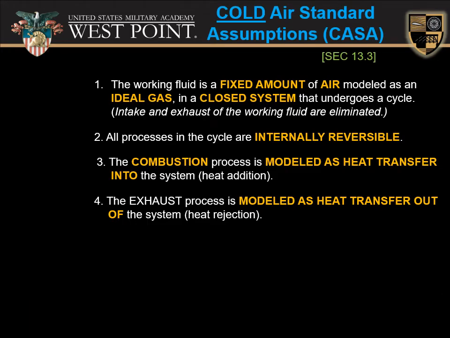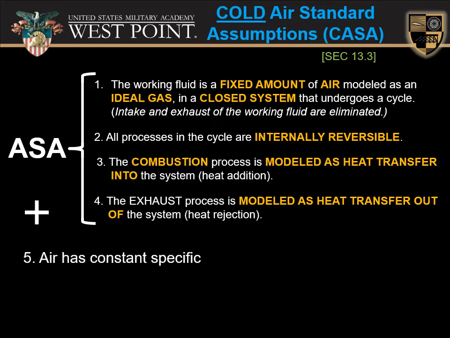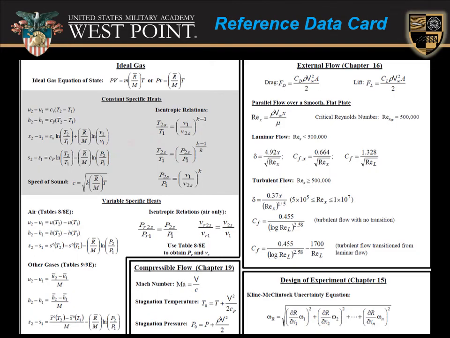Next, let's talk about the cold air standard assumption. In the cold air standard assumption, you have the same 4 assumptions that we used in the air standard assumption with the addition of 1 more. So it's ASA plus 1, and that 5th assumption is that the air has constant specific heats, but not just constant specific heats, at 300 K or 540 Rankine, because it's cold air.